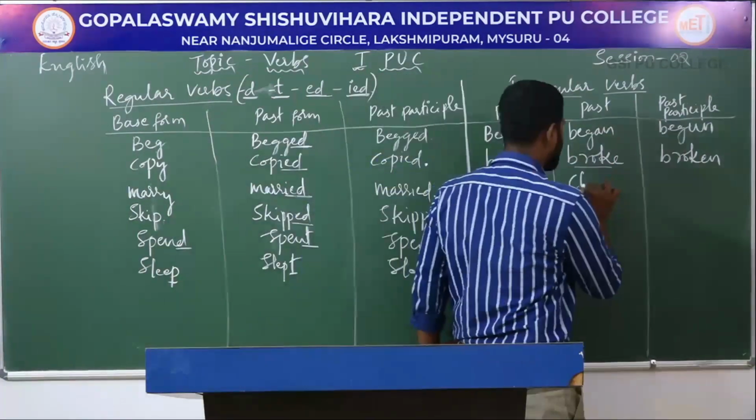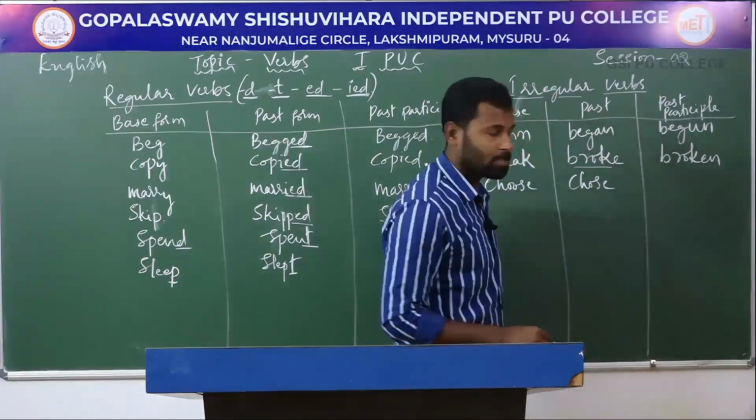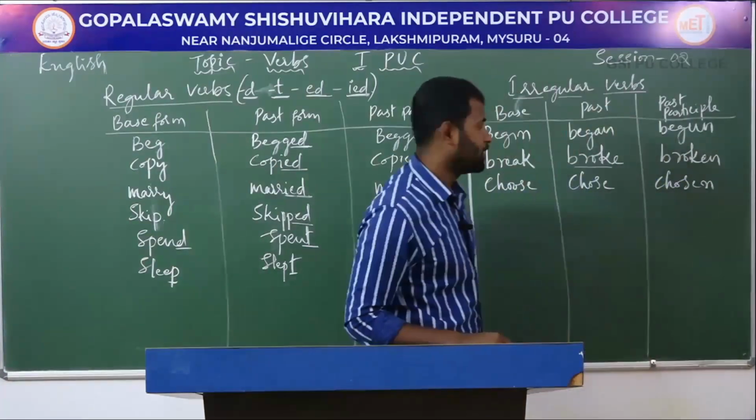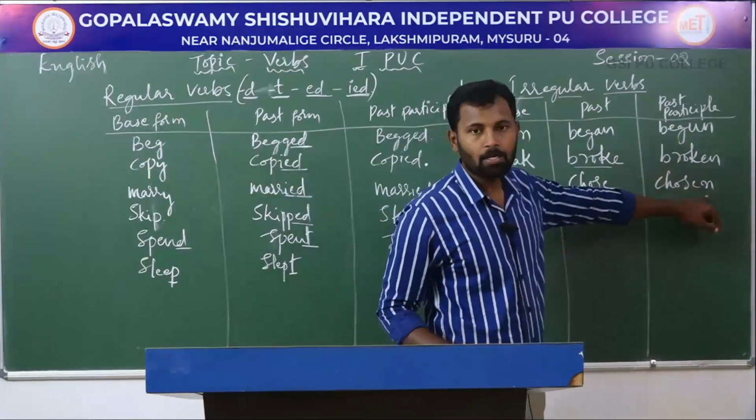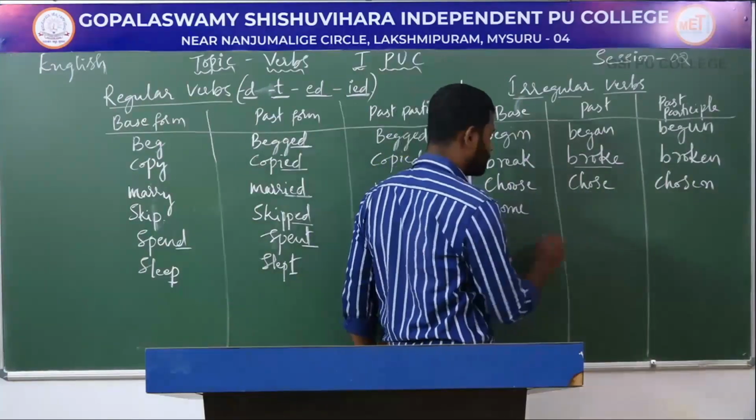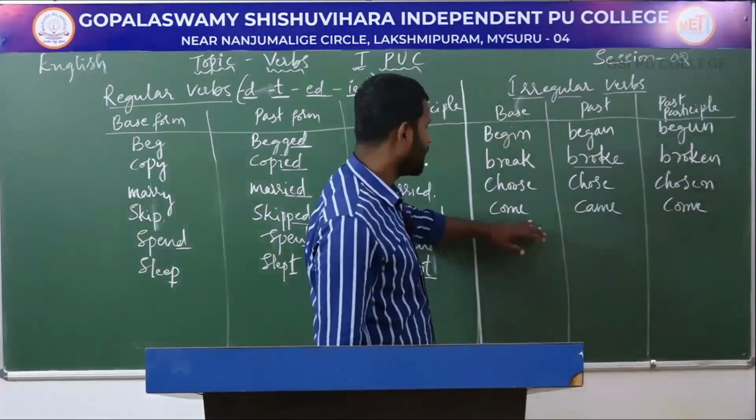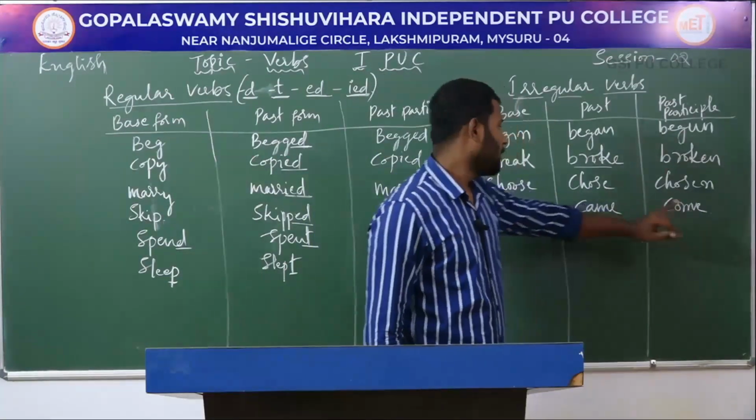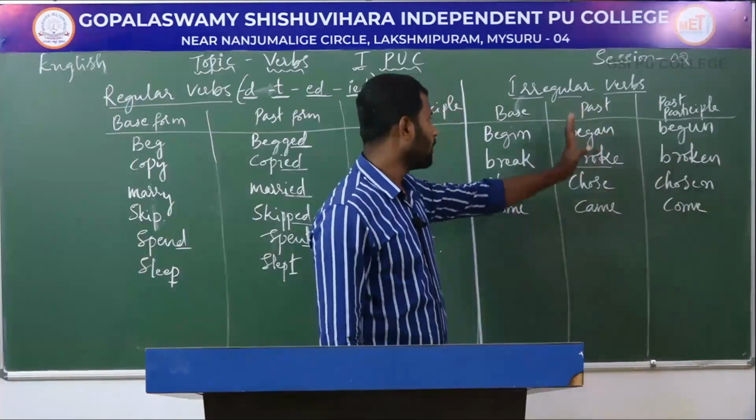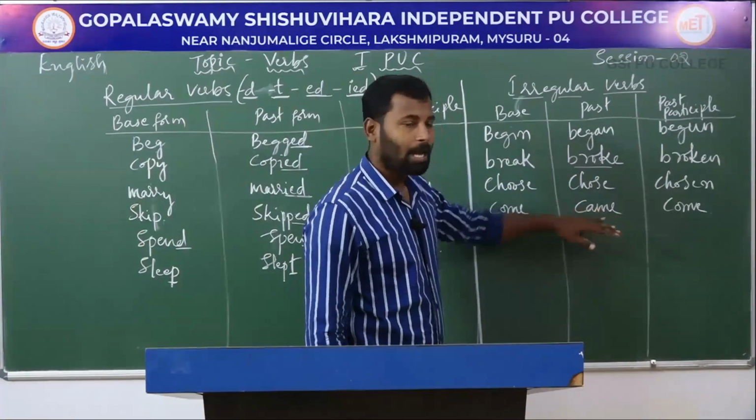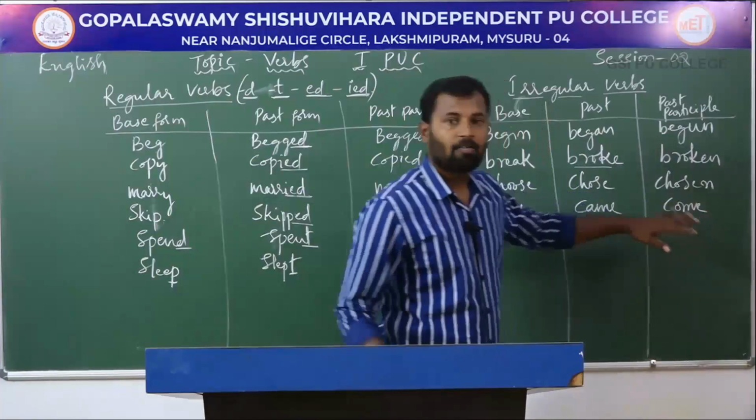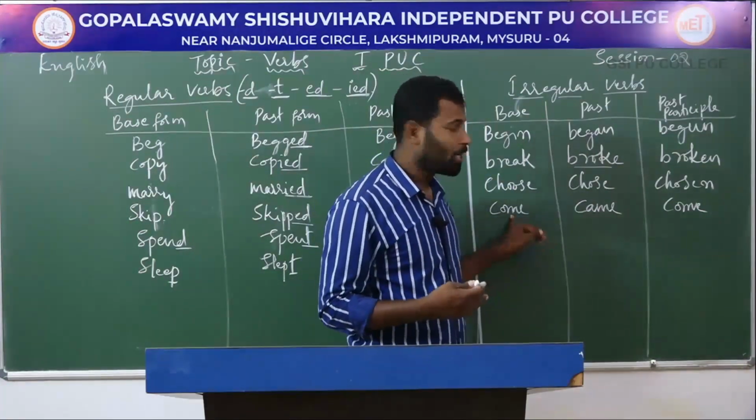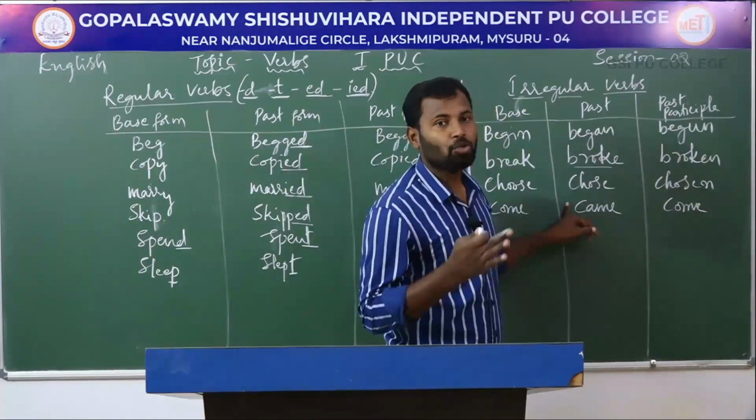Next, choose. It becomes chose in the past tense and chosen in the past participle. Choose, chose and chosen. Next is come, came, come. So here you have to be careful. It is not came in the past participle, but it is come. Only in the past tense it changes, like came. Come, came, come. For example, I come to college.